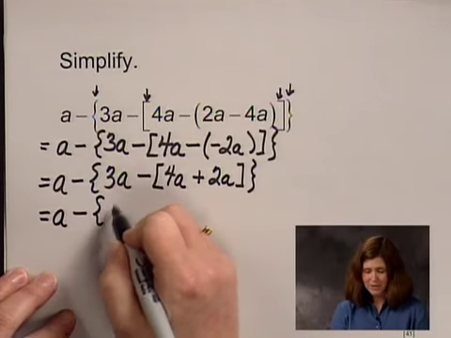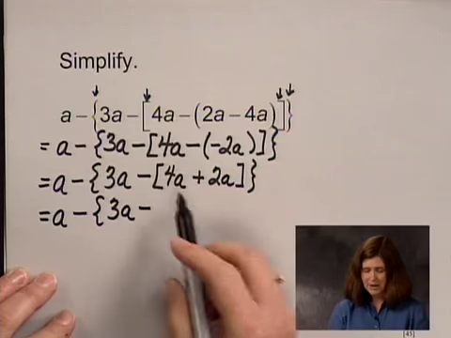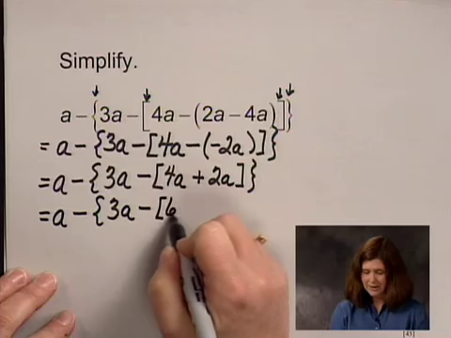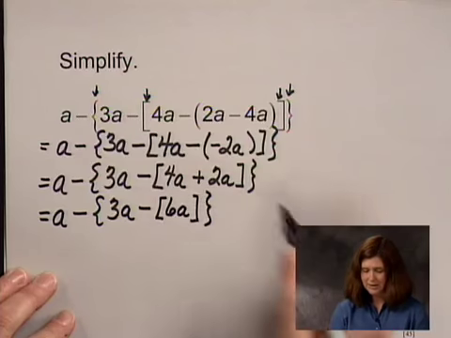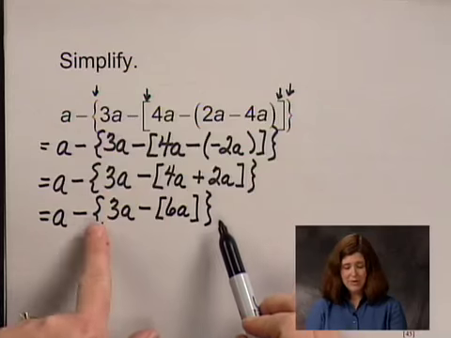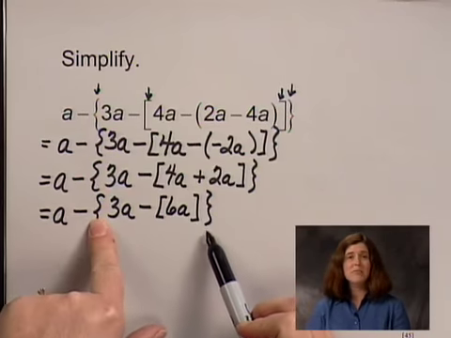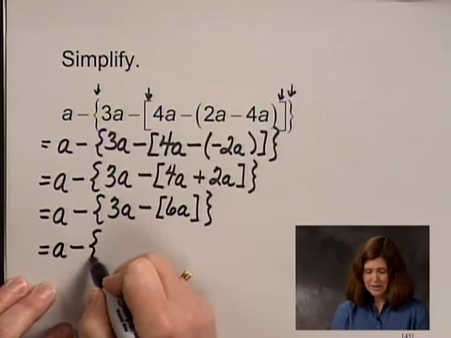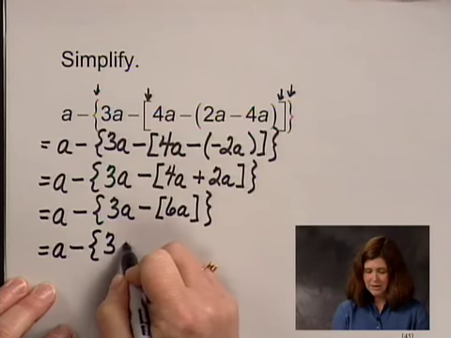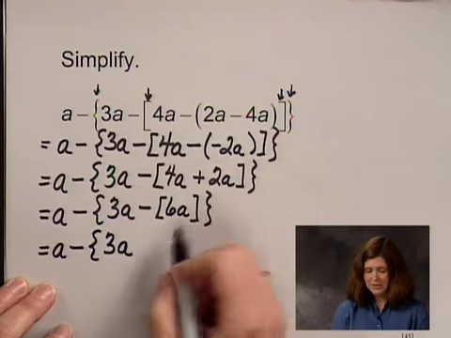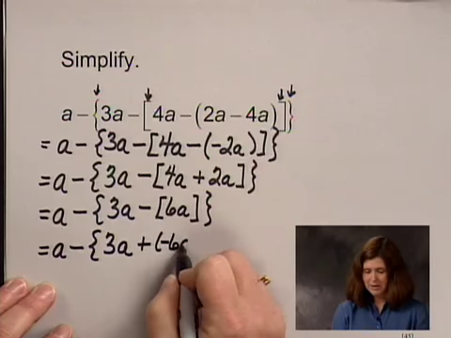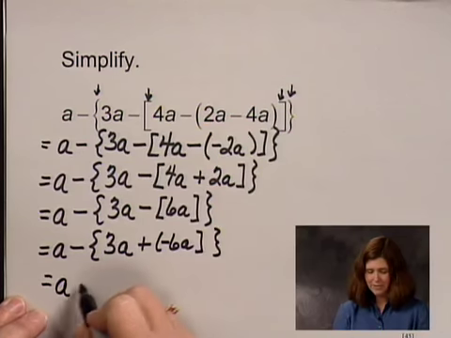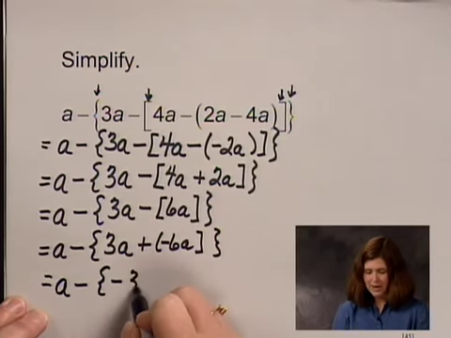I have a minus, a copy of what I'm not going to change. And 4a plus 2a is 6a. And I've simplified there. Now I'm going to simplify again inside the braces, which are my remaining set of grouping symbols. I have a minus, I have 3a plus the opposite of 6a. 3a plus the opposite of 6a I can write as negative 3a.